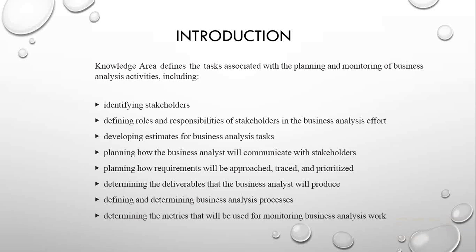For example, identifying stakeholders, defining roles and responsibilities of the stakeholders in the business analysis process, developing estimates for business analysis activities or tasks, planning how the business analyst will communicate with the stakeholders, and planning how requirements will be approached, traced, and prioritized. Approached means how we are gathering and accepting the requirements. Traced, we are tracing whether this is a right requirement or not. Prioritized, we have 10 requirements, and out of that we need to prioritize which requirements are critical in nature. Those are the ones which are going to be in scope.